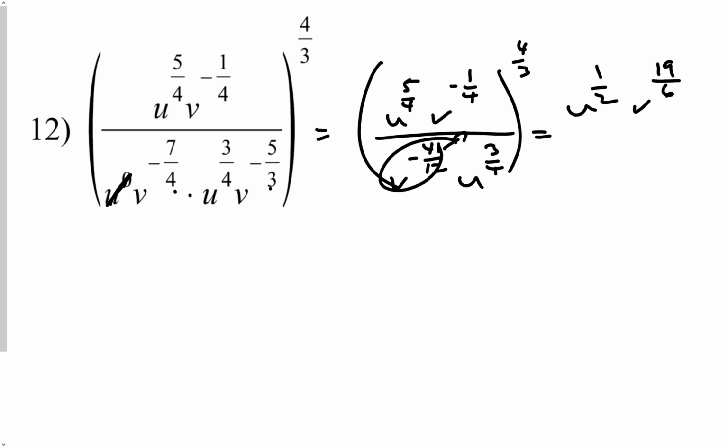Yeah, good. Look at that. Nothing left in the denominator. Now all I have to do is raise them both to the 4/3 power, and I don't even have to rationalize everything because I managed to get everything out of the denominator already. There's no more negative exponents. There's one of every letter. We just got power to a power. So u to the 1/2 times 4/3 is 4/6, which is 2/3.